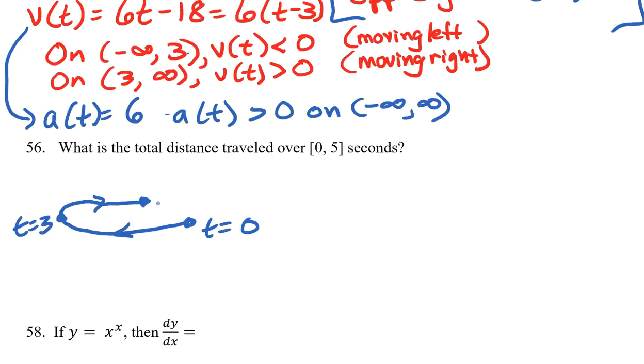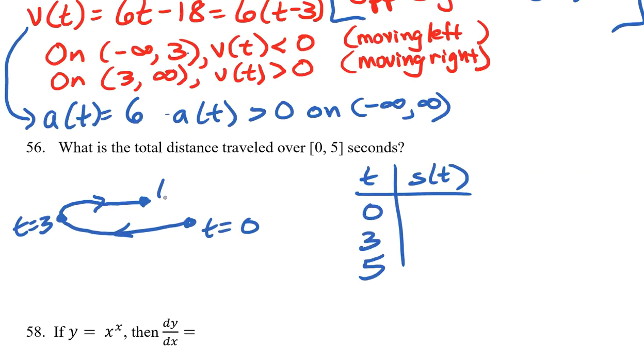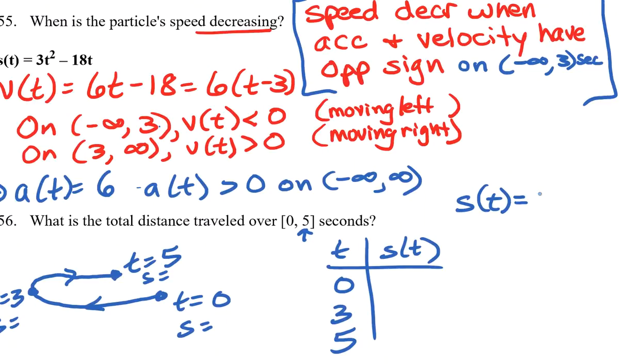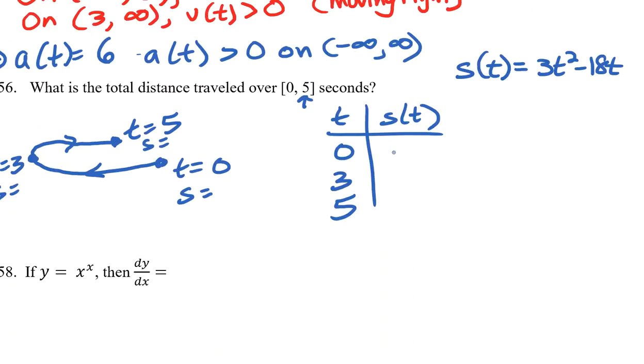So you can either make this little snake-like diagram, or you can just make a chart and say, well, let's find out where it is. We want the end of our interval to be at 5 seconds, so we can find out its position using the position function that was given up above, 3t squared minus 18t. So you'd have to do a little bit of arithmetic, but we'll come up with 0 and negative 27. These are positions in feet.